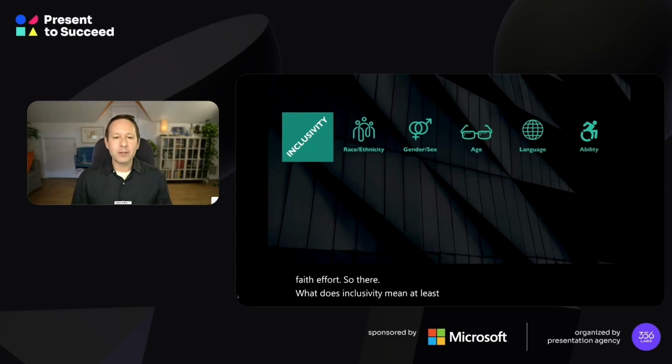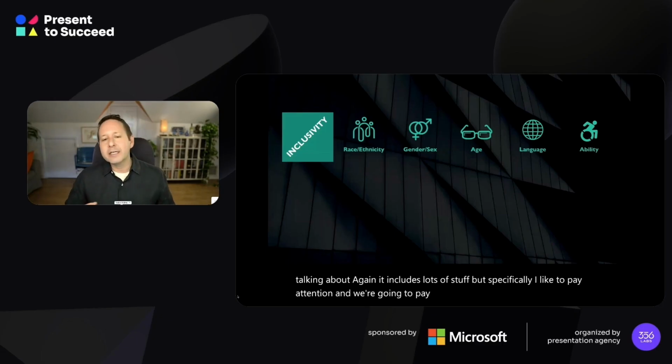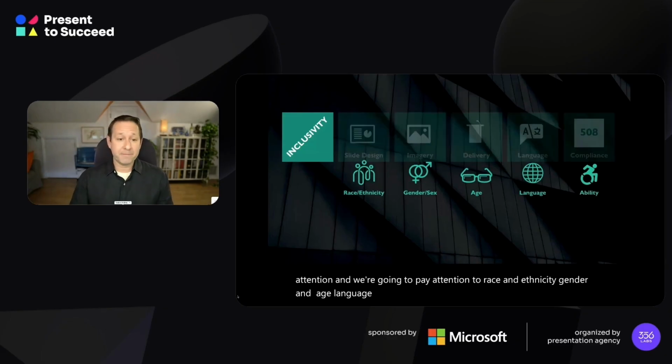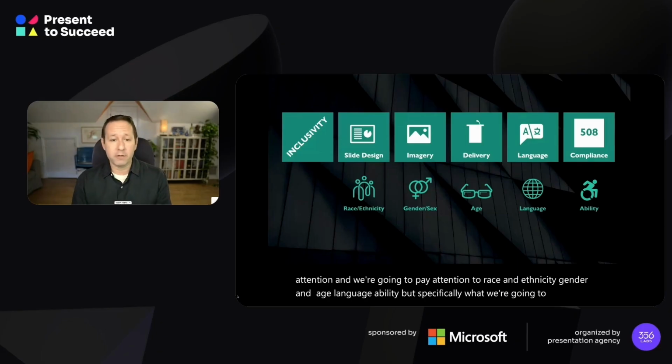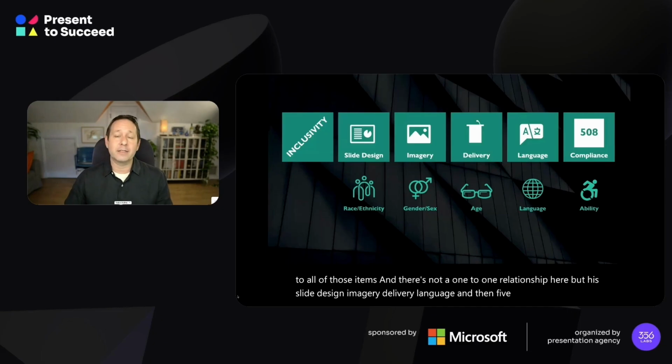So, what does inclusivity mean, at least for today? What am I going to be talking about? Well, again, it includes lots of stuff, but specifically, we're going to pay attention to race and ethnicity, gender and sex, age, language, ability. But specifically what we're going to cover related to all of those items, and there's not a one-to-one relationship here, is slide design, imagery, delivery, language, and then 508 compliance. That's the U.S. law. I know every other country has different laws and terms for it, but that general accessibility term is the last thing we're going to try to cover.